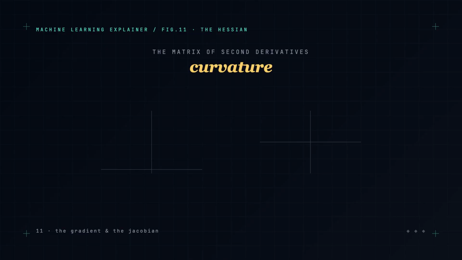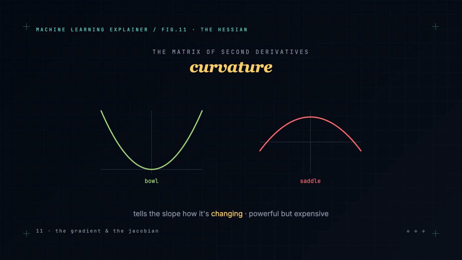There is one more level, the Hessian, the matrix of second derivatives. If the gradient tells you the slope, the Hessian tells you the curvature, how the slope itself is changing. It's what distinguishes a bowl from a saddle. Second order optimizers use it to take smarter steps, but it's expensive. For huge models, we mostly stick to the gradient.